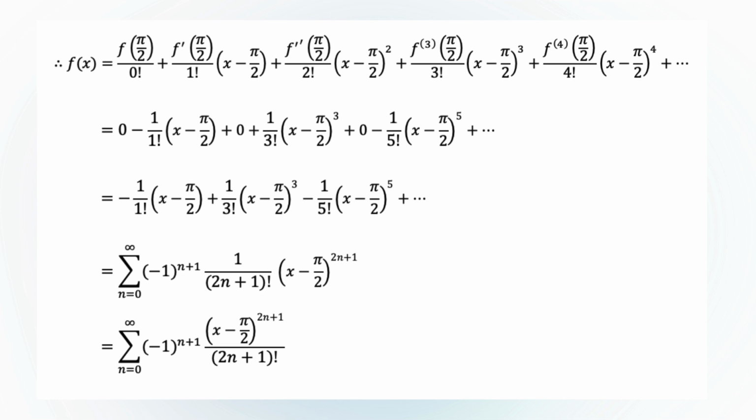The sum from n equals 0 to infinity of negative 1 to the n plus 1 times x minus pi over 2 to the power of 2n plus 1, divided by the quantity 2n plus 1 factorial. This is the Taylor series for cosine x centered at pi over 2.